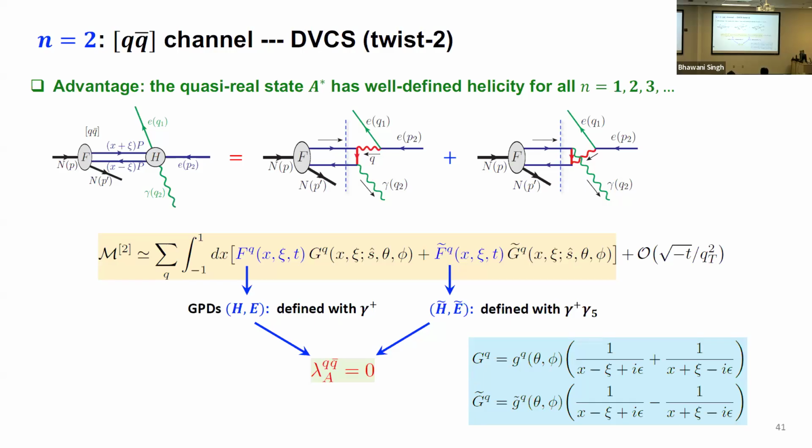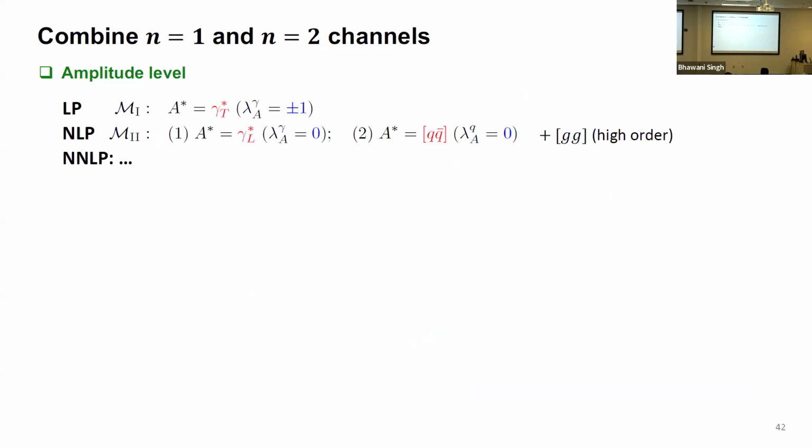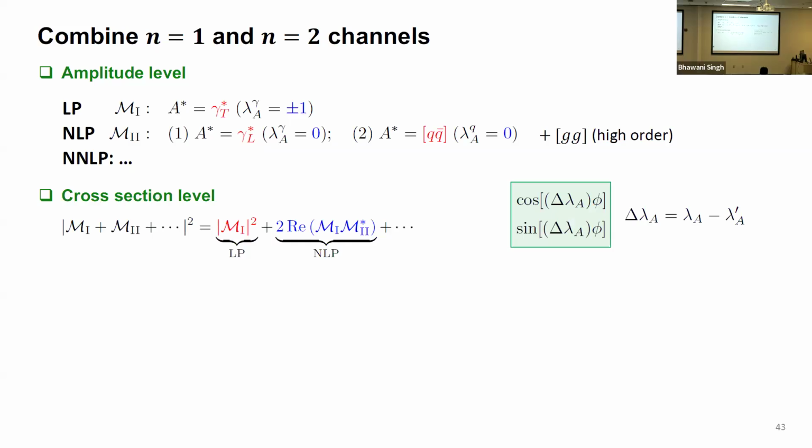What interests us here is the azimuthal dependence, and we have seen the first two channels, a photon channel at the leading power, and the next to leading power contains a longitudinal photon and QQ bar. And the leading power has the helicity plus minus 1, and subleading power has only helicity 0. This is the power counting at amplitude level. And now we look at the cross-section. The cross-section is obtained by first summing over these two and all other amplitudes and then taking a square.